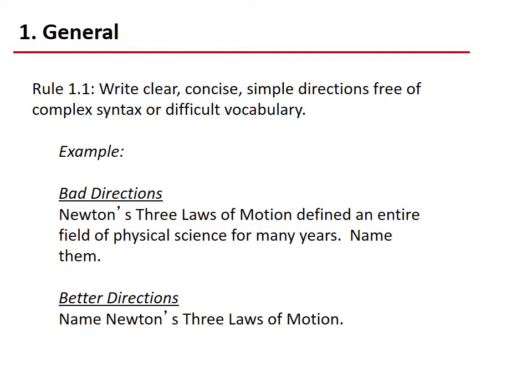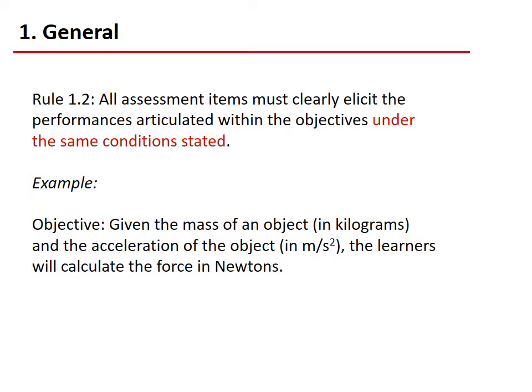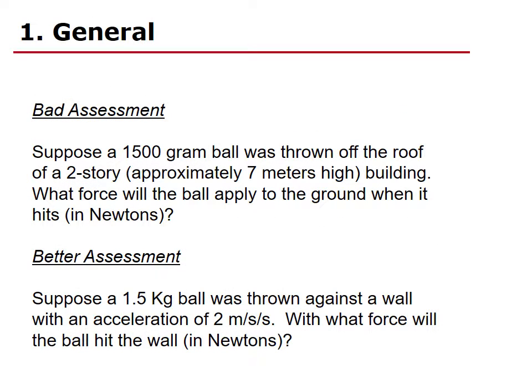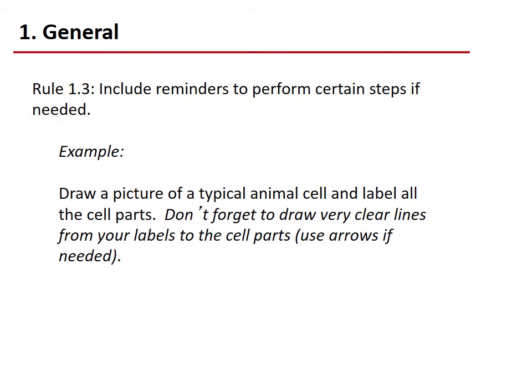Some of the general rules include Rule 1.1, writing clear, concise directions. Being concise, that is so important. Rule number 2, you need to make sure that your assessment items elicit the performances that are stated in the outcome or the objective under the conditions that are stated. And I have some examples that I include in the guide. Rule 1.3, if it's a complex task, include reminders of what you want the students to be able to do.